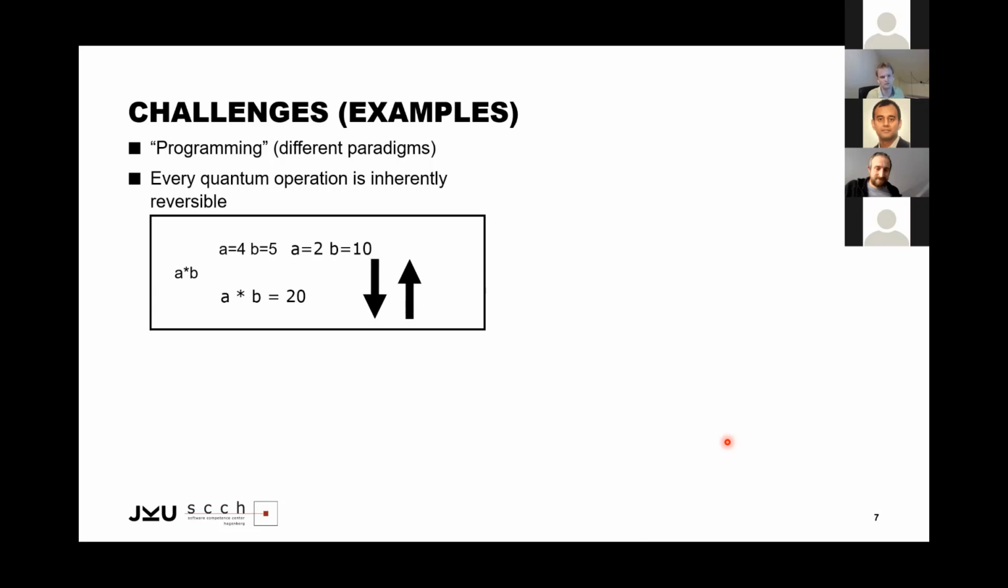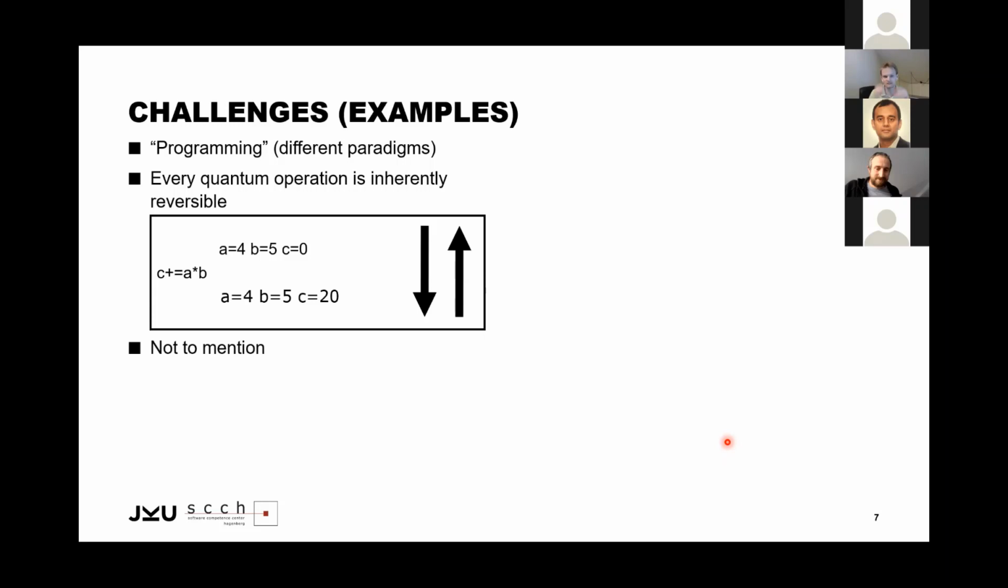In quantum computing, this is not allowed. You need purely reversible computations. And this is just one example of how different the paradigms are. And of course, not to mention that in quantum computing, we have to deal with superposition, so we have to deal with being 0 and 1 at the same time.